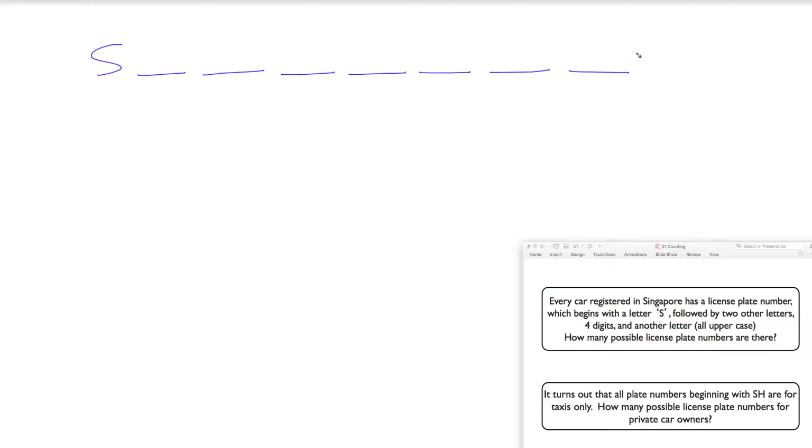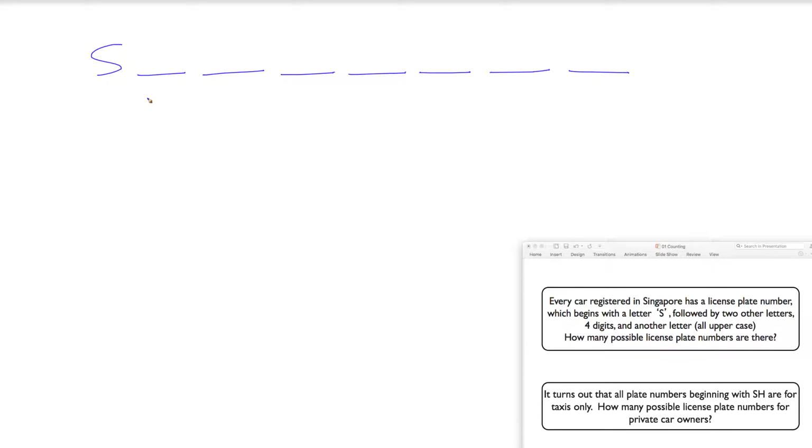So how many possible license plate numbers are there? Now, in order for us to generate a license plate number, we need to fill up all the slots here. Essentially, this can be seen as an application of the product rule because we have 7 slots, each of which needs to be filled with a particular choice. Now, it says that the 2 here are letters. How many possibilities are there? In this case, they're all uppercase, and we are talking about the English language.